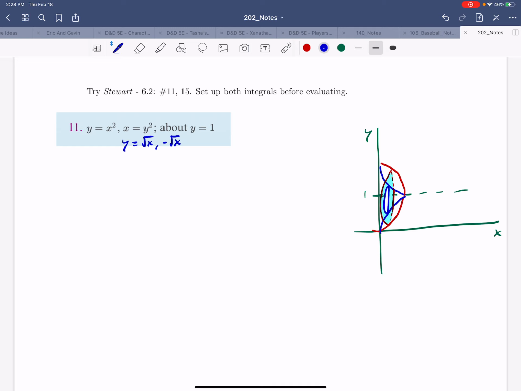This is y equals the square root of x. This is y equals x squared. All right, and let's go about solving the problem: find the bounds, set up the integral, integrate. Find the bounds.